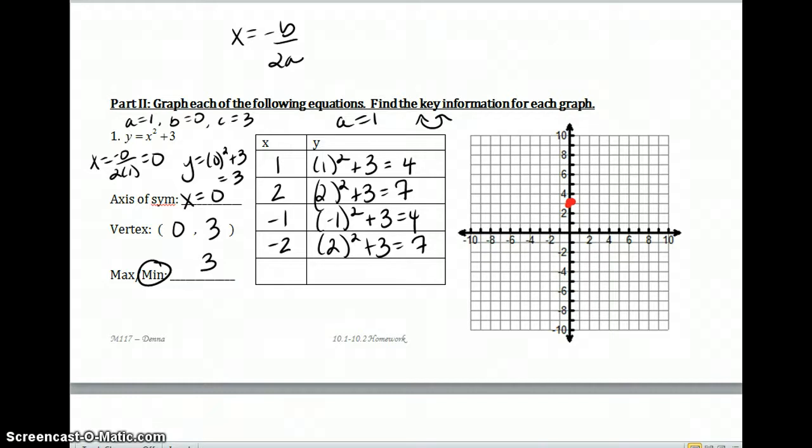So our next set of points are (1, 4) and (2, 7). And then on the other side we have (-1, 4) and (-2, 7). Connect the points and you have a parabola, and then don't forget to draw in your axis of symmetry as well as label your axis of symmetry, which is going to be x equals 0, and also don't forget to label your vertex, (0, 3).